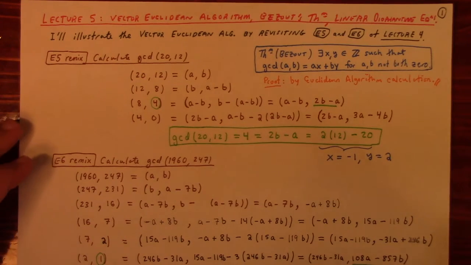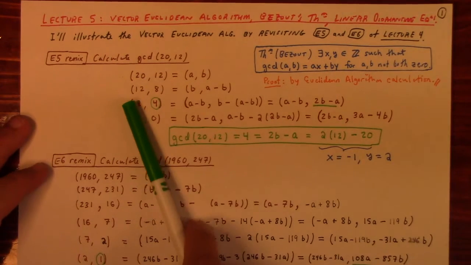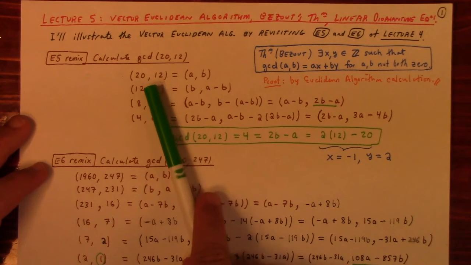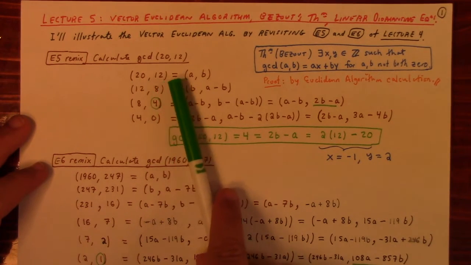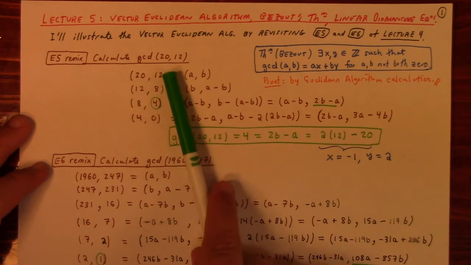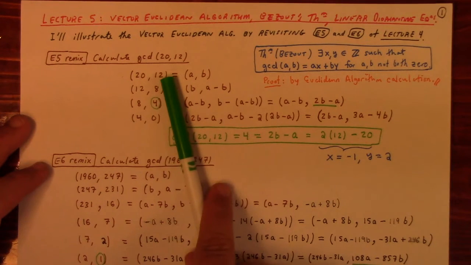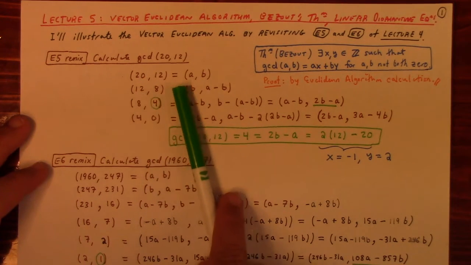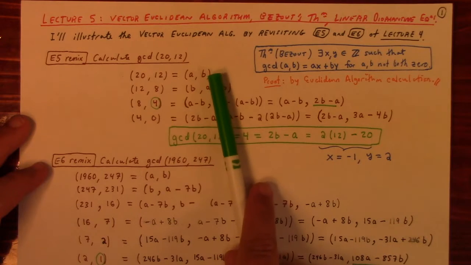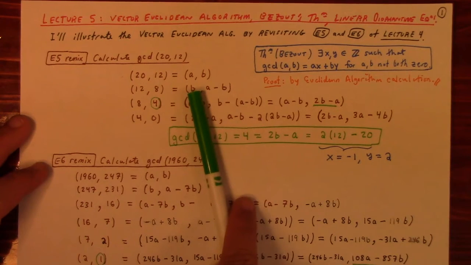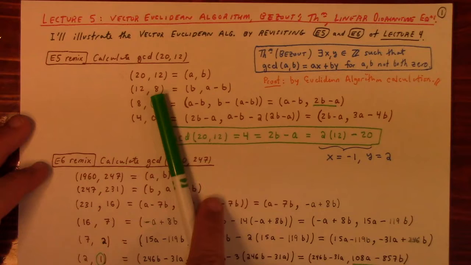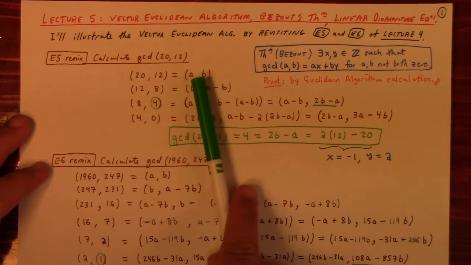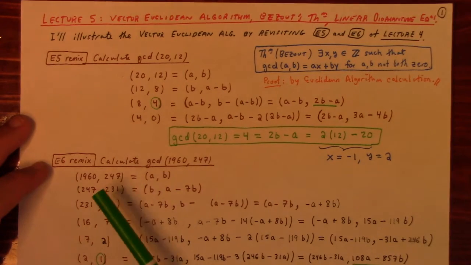So I start by putting 2012 as A, B. That's my first step. Then 20 divided by 12 gives me a remainder of 8, so I put this 8 down here. And my first dividing number is 12, so I bring that down here, just like the B goes there. So I bring B down. And then how do I get 8 from the previous two things? I get 8 from A minus B. So I put A minus B there.